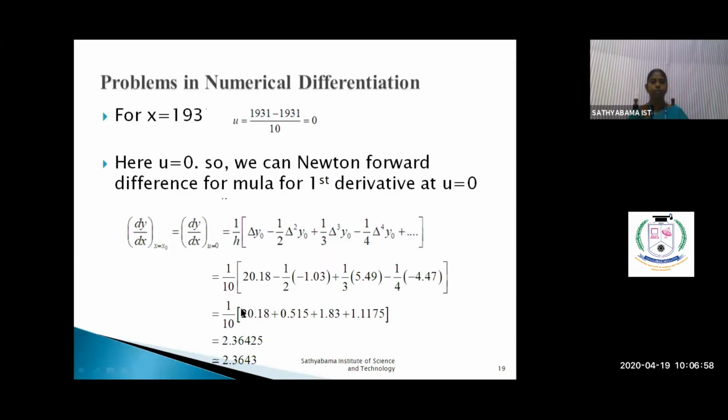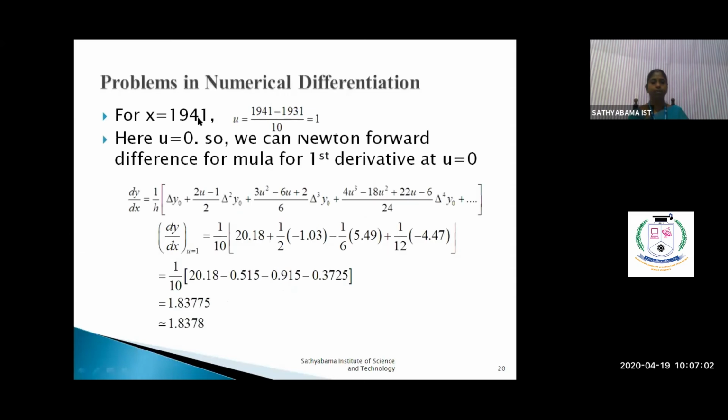So that is my first derivative in the year 1931. Then 1941. 1941 is what? Near the beginning of the table. So we find u. For 1941, u is x minus x naught by h. So it is 41 minus 31 by 10. So that is 10 by 10, that's equal to 1. So here u is equal to 1.